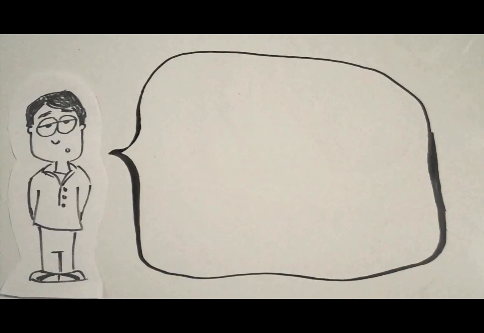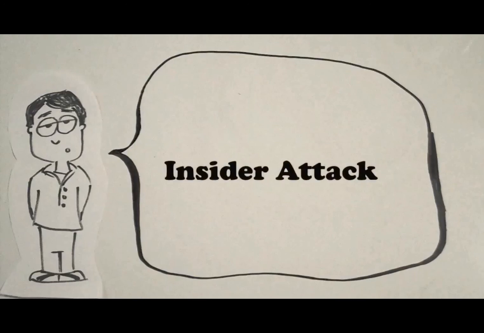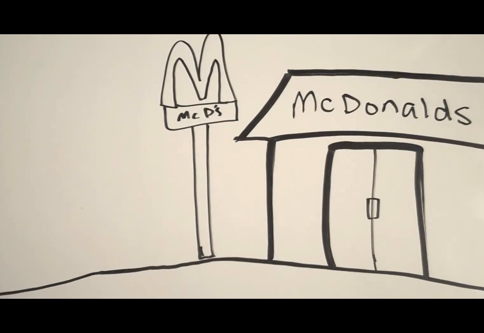Another security issue of mobile IP is the possibility of an insider attack. This usually involves a disgruntled employee gaining access to sensitive data and forwarding it to a competitor.